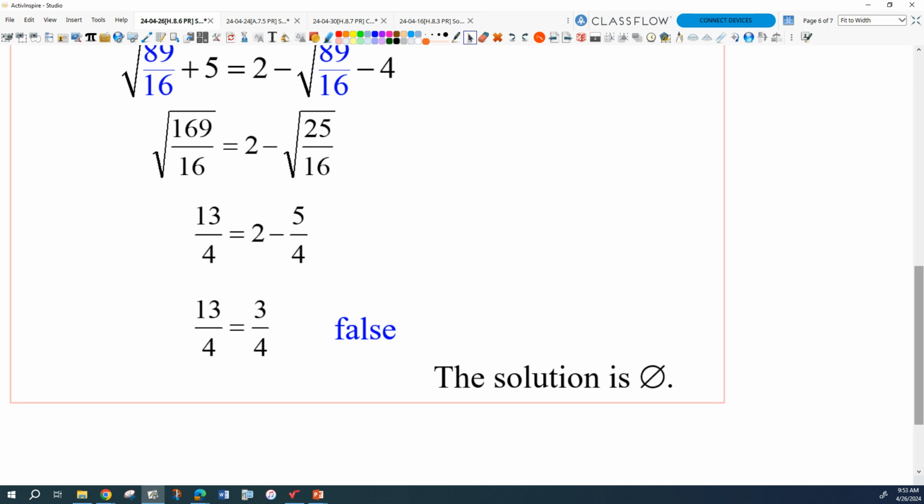I could square root both the top and the bottom in both cases. And look what I end up getting. 13 fourths equals 2 minus 5 fourths. That's false. Okay. So yeah, the solution is the empty set. No solution.